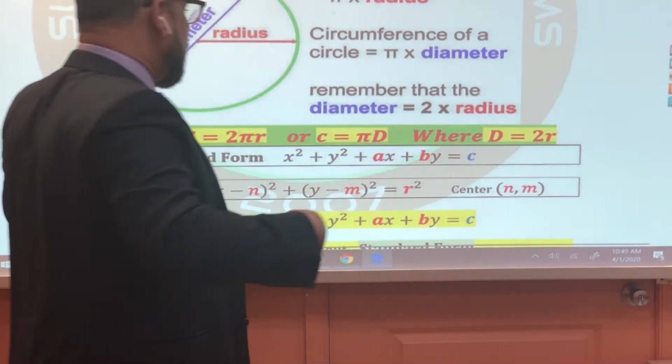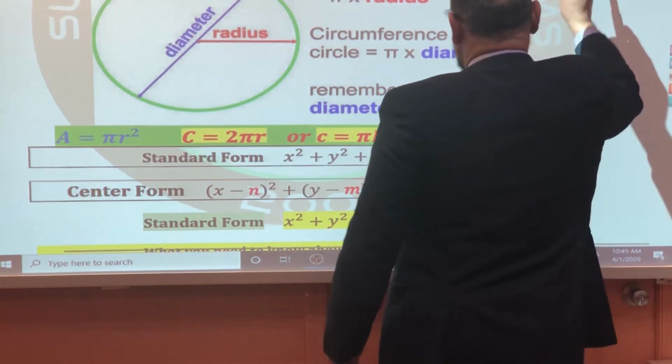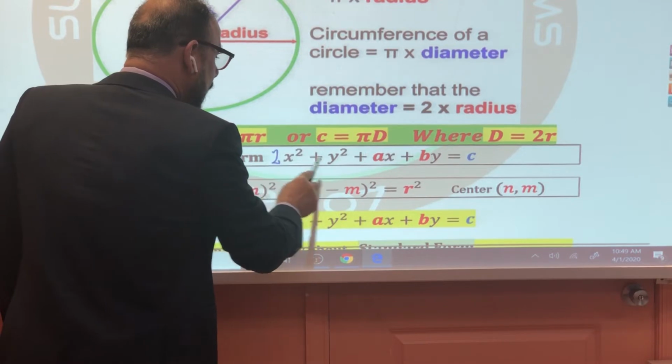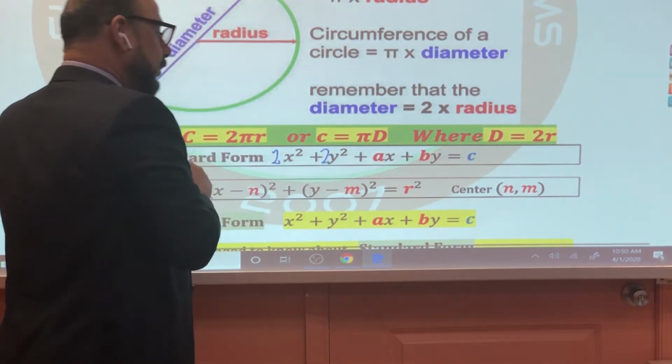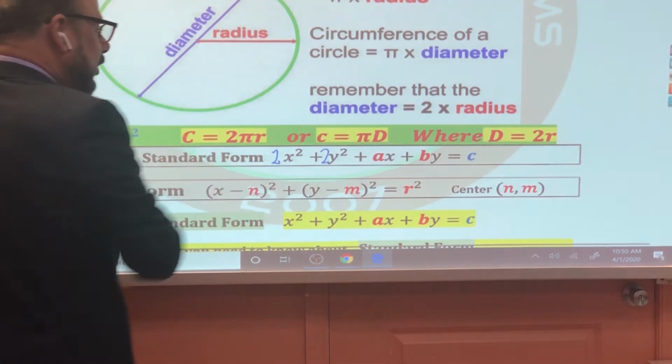As an example, look. If you have 2 here, you have to have 2 here. If you have 4, you have to have 4. This is the first part you have to know.